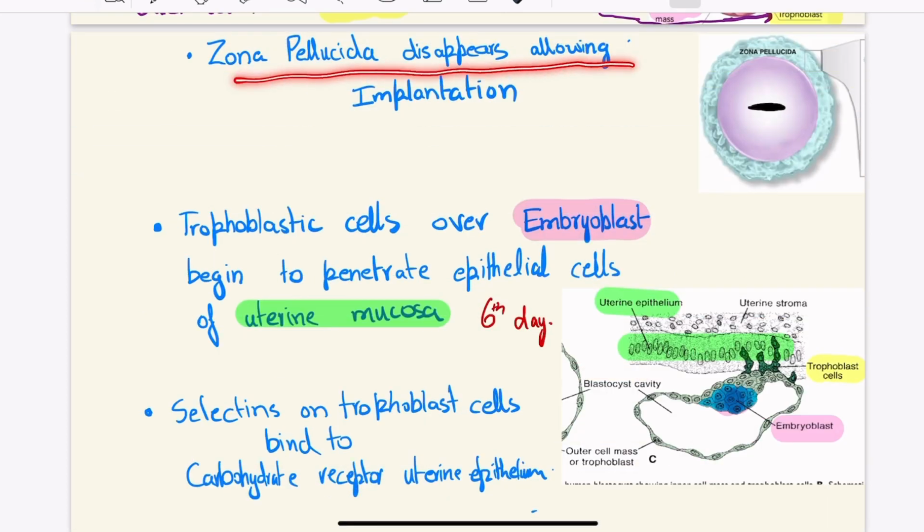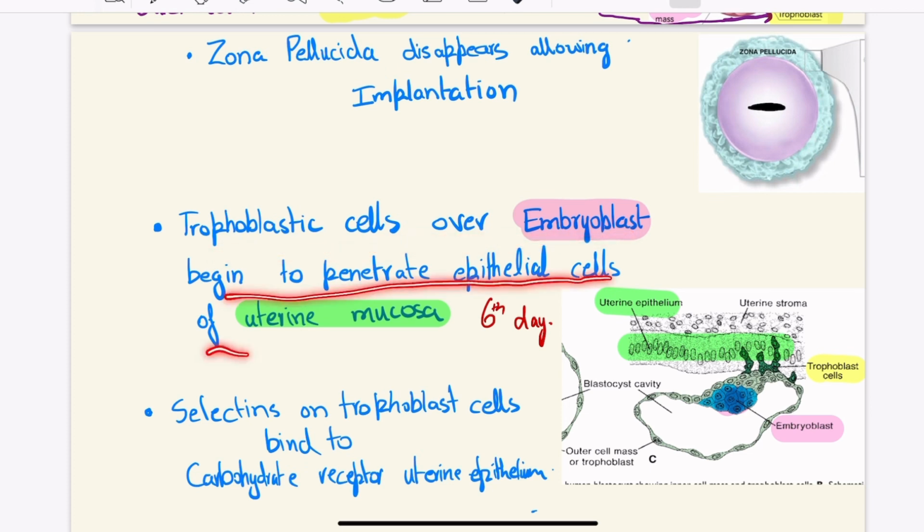Now, the zona pellucida disappears, allowing the implantation to occur. The glycoprotein layer disappears. Trophoblastic cells over the embryoblast begin to penetrate the epithelial cells of the uterine mucosa at the 6th day. Here you can see the embryoblast and the trophoblastic cells over it beginning to penetrate the uterine mucosa. As implantation takes place in the uterine mucosa, selectins on the trophoblast, this is the molecule, bind to the carbohydrate receptors on the uterine epithelium. Here the selectin binds to the carbohydrate receptors on the uterine epithelium.